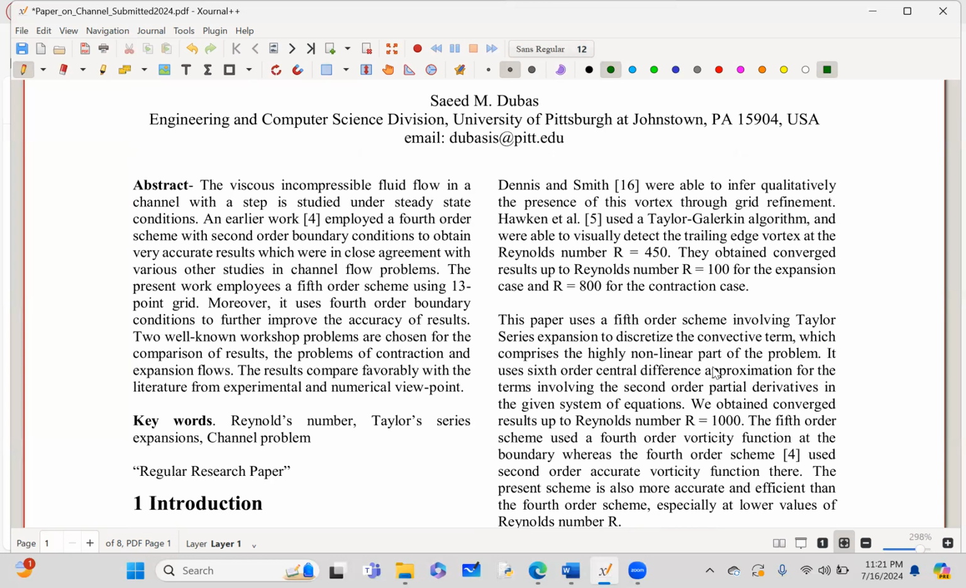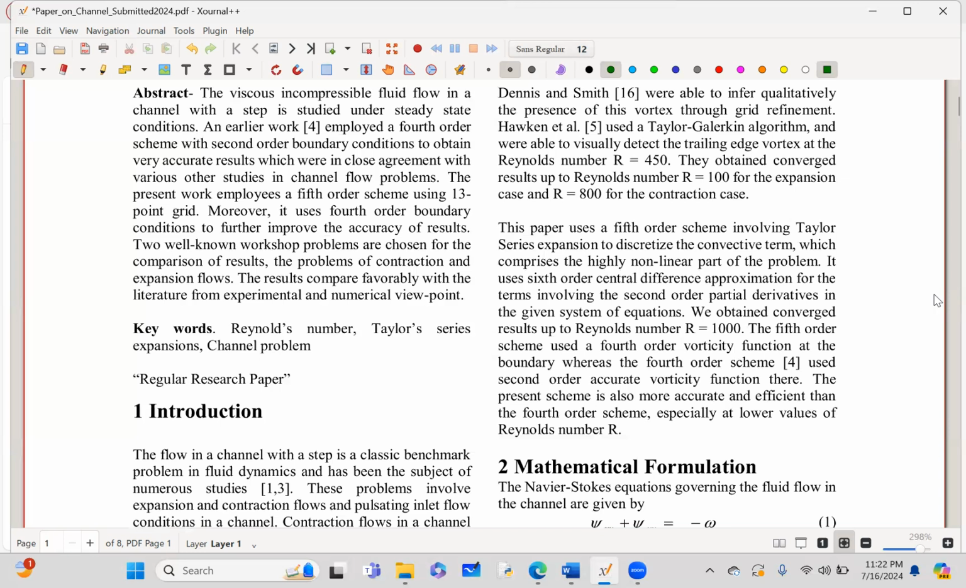They obtained converged results up to Reynolds number 100 for the expansion case and Reynolds number 800 for the contraction case. In the present work, we used a fifth-order scheme to discretize the given partial differential equations. We also used a fourth-order vorticity function at the boundary. Let's get into the mathematical formulation of the problem.